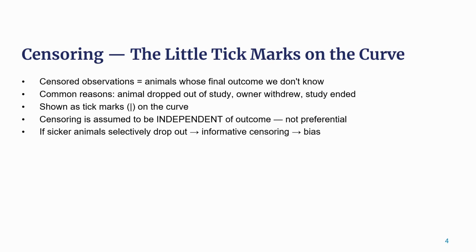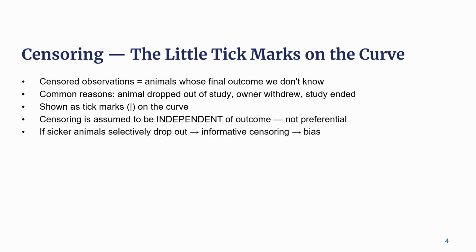Little vertical tick marks on the curve, those are censored observations, and understanding them is crucial. A censored animal is one where we just don't know what ultimately happened. Maybe the owner moved and was lost to follow-up. Maybe the study ended before that animal reached the endpoint. We know they survived at least until they were censored, but we don't know what happened after.